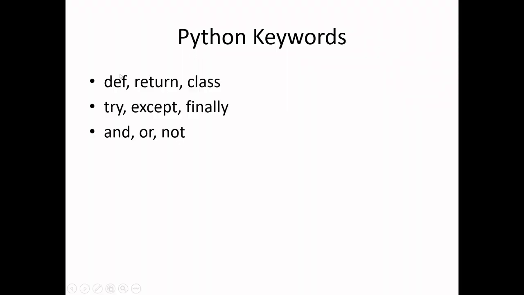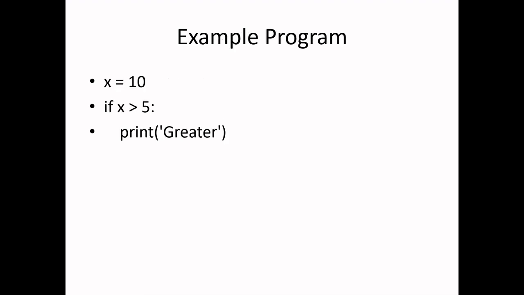Some keywords like def can be used to define a function. Whenever you use a function in Python, which we will see in the upcoming classes, we use def. Return is a statement. Class is also a keyword. Then we have try, except, finally, and, or, not. All of these are keywords that cannot be used as a variable or for general purpose.